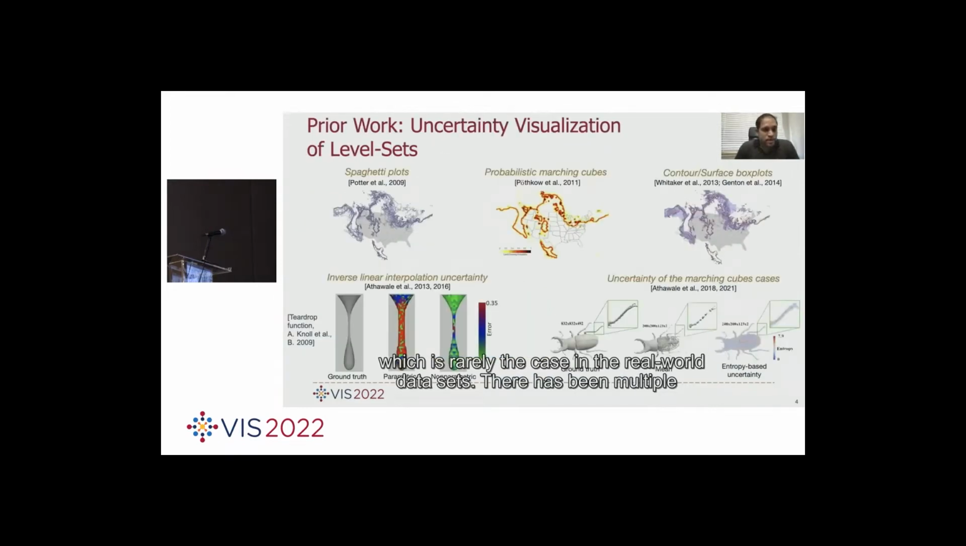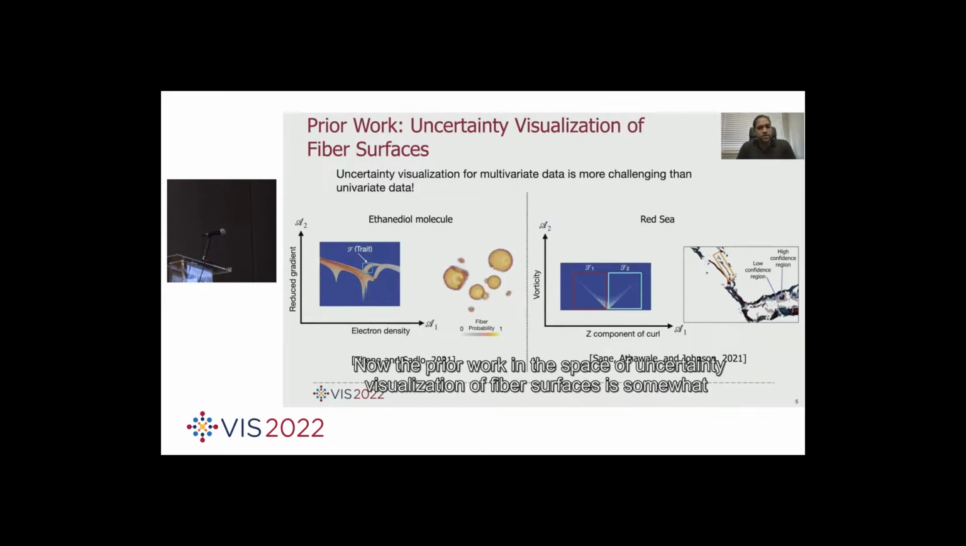There have been multiple previous studies which analyzed uncertainty visualization of level sets with techniques ranging from spaghetti plots to uncertainty analysis of the marching cubes algorithm. And it has been shown that non-parametric noise models provide higher accuracy of reconstruction and uncertainty quantification compared to the mean and parametric statistics. Now, the prior work in the space of uncertainty visualization of fiber surfaces is somewhat limited.